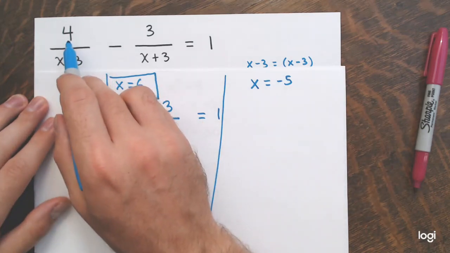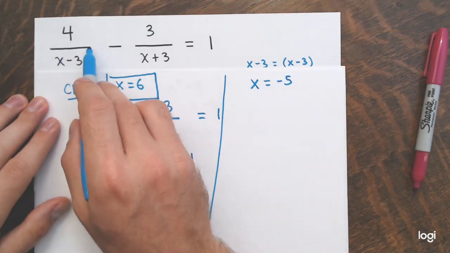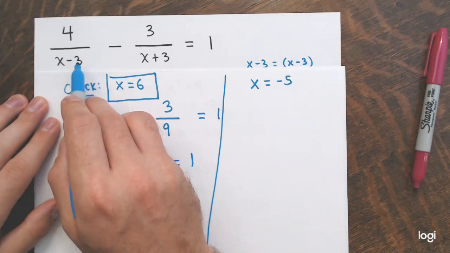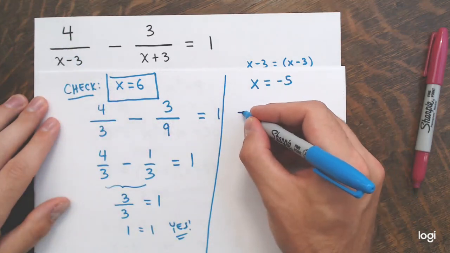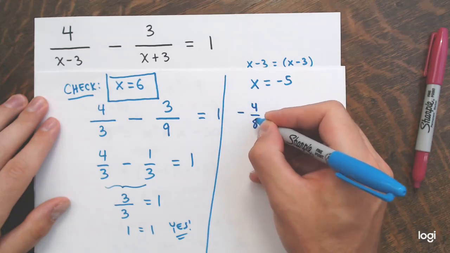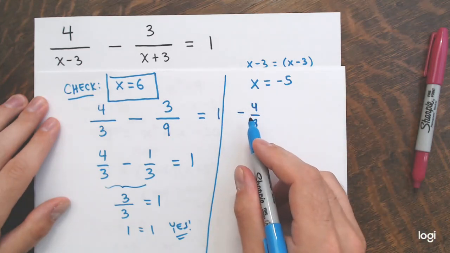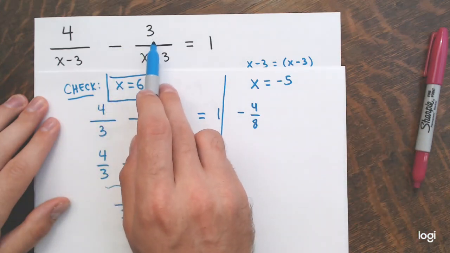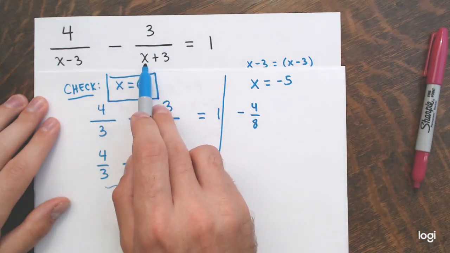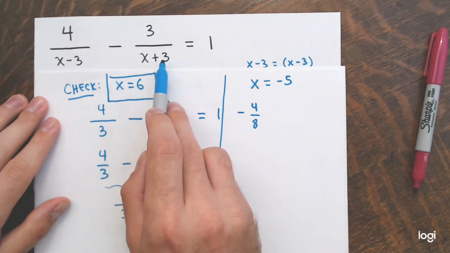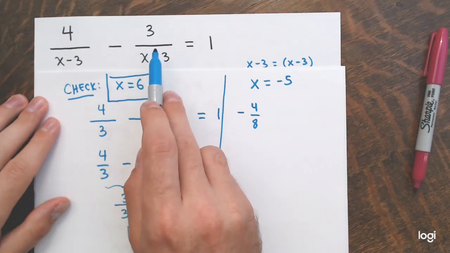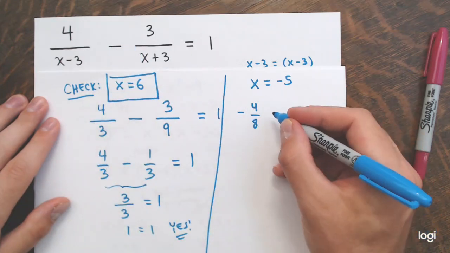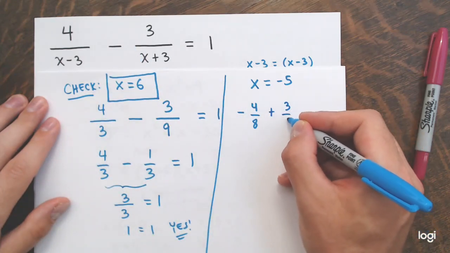So the first fraction, you have 4 divided by, and then negative 5 minus 3 would be negative 8. 4 divided by negative 8, so negative 4/8. Right, positive divided by negative would be negative. So negative 4/8, and then minus, and then 3 over, now negative 5 plus 3 would be negative 2. So 3 divided by negative 2, so that'd be minus negative 3/2 or plus 3/2.